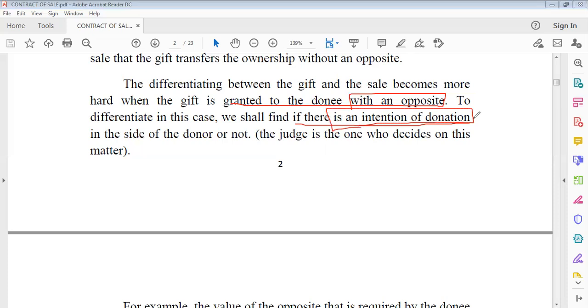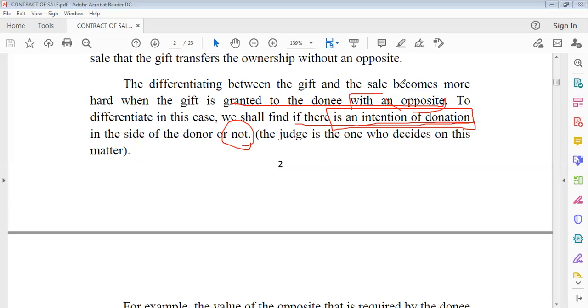So if there is the intention of donation, then the contract is a gift one, even if there is an opposite in the process, on the side of the donor or not. So if the donor has the intention of donation, then it is a gift. If there isn't the intention of donation, then the contract in this case is not a contract of gift. It is a contract of sale. So the judge is the one who decides on this matter.